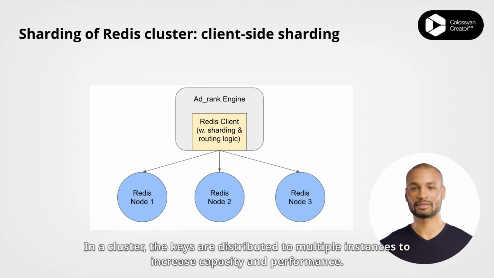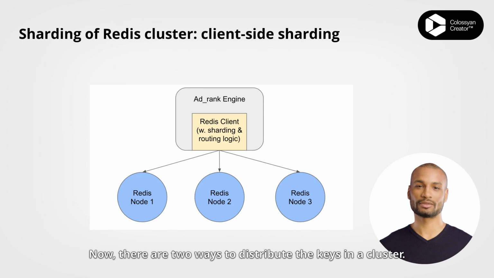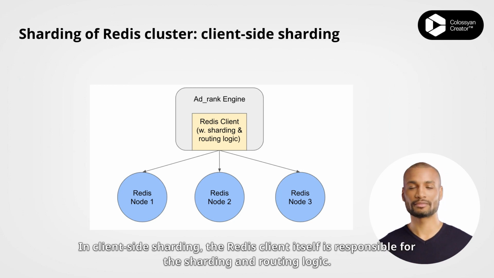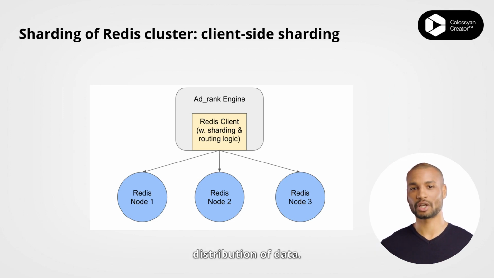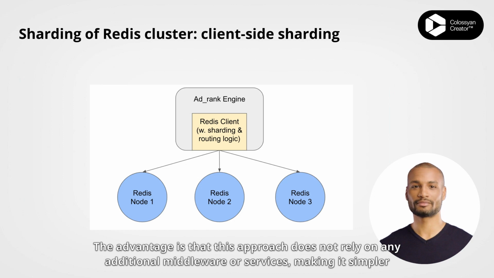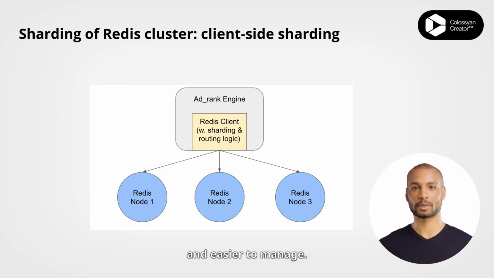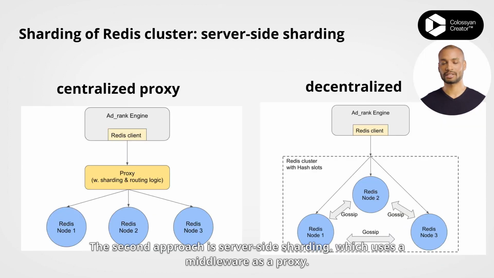In a cluster, the keys are distributed to multiple instances to increase capacity and performance. Now there are two ways to distribute the keys in a cluster. One is client-side sharding. In client-side sharding, the Redis client itself is responsible for the sharding and routing logic. This means that the client is designed to communicate directly with the Redis nodes and handle the distribution of data.